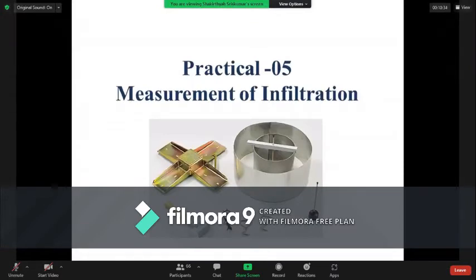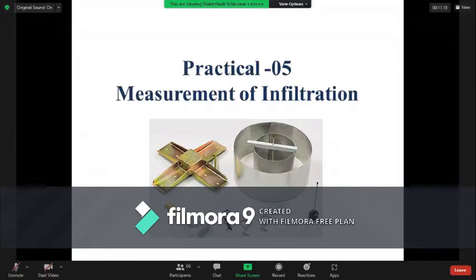Yes. So this is your fifth practical, measurement of infiltration. Last week in our lectures we discussed infiltration. So what is infiltration? It's the vertical movement of precipitated water into the soil profile. Yes, good. So if the soil is saturated, what will happen to the precipitated water? Runoff. Yes, runoff.